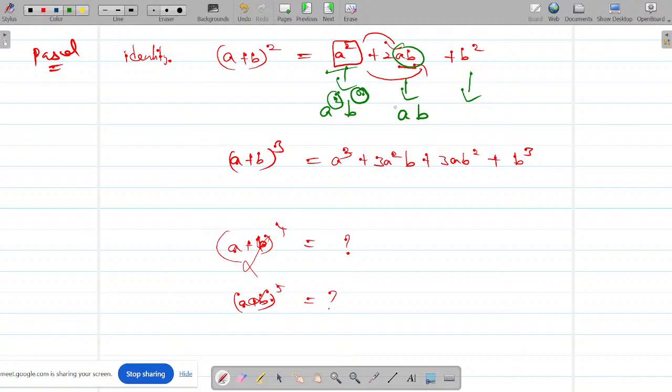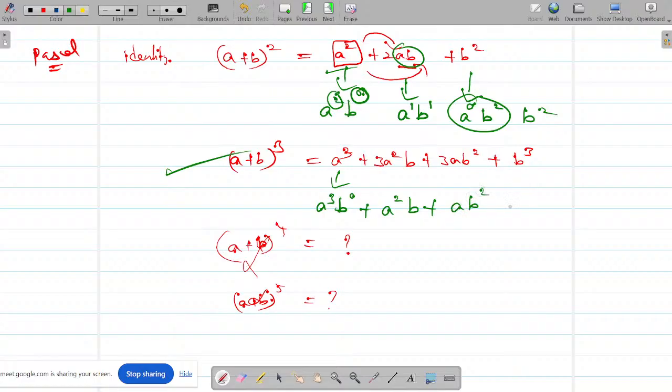Likewise, for the next term, decrease the power of a. It's a power 1 here, now you take a power 0. It's b power 1 here, you increase the power of b, it's b power 2. So ultimately this becomes b square. Apply the same logic over here. This is a power 3, b power 0. Now reduce it: a square, b. Reduce it: a, b square. Reduce it: a power 0, b power 3.